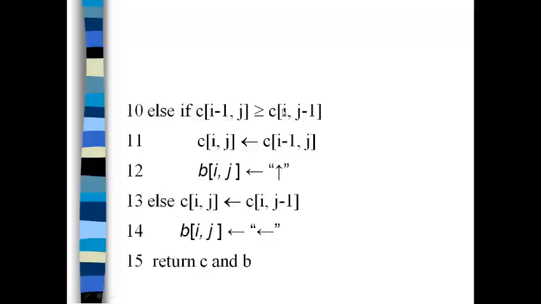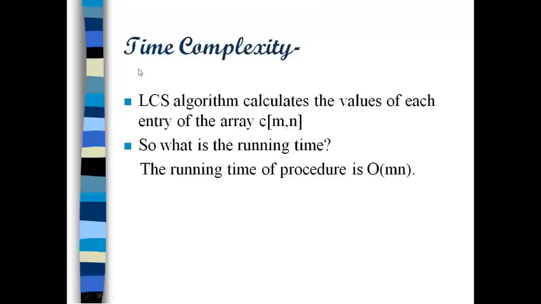If this value is greater than this, so c of i-1, j is stored in c of i, j, and it will print the upward arrow. Else c of i, j-1 is stored in c of i, j, and it will print that arrow and return c and b. Time complexity of computing the length of LCS is order of mn.